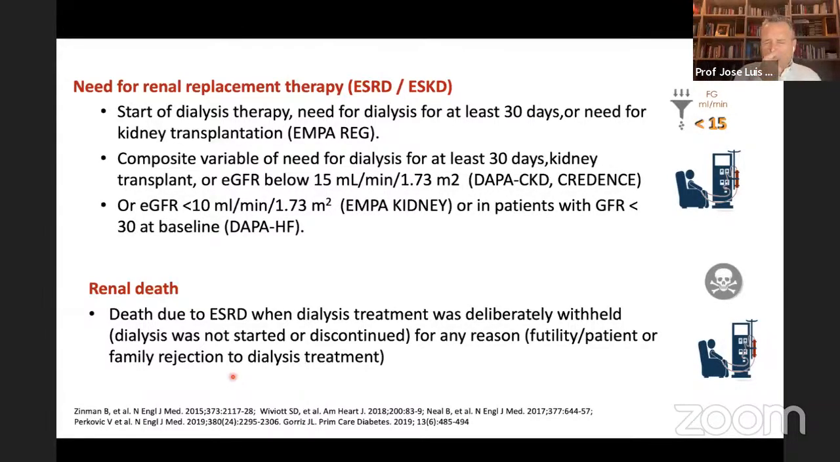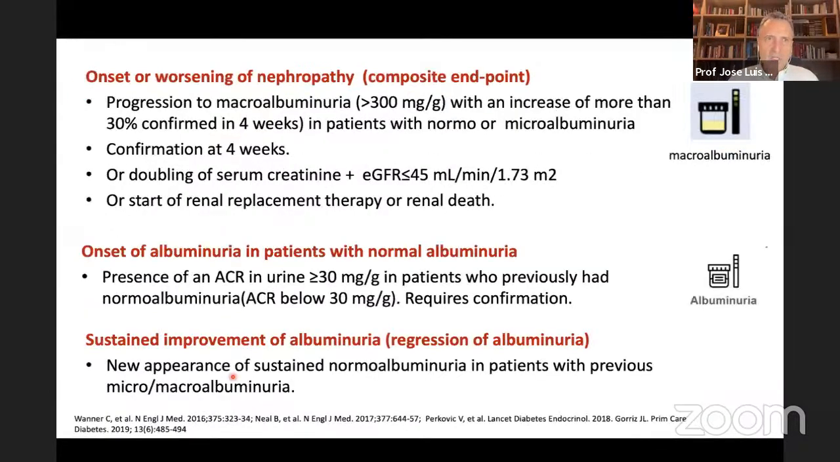But some patients, especially diabetic patients, have a stroke and complications, and the patient needs dialysis because of high uremia or severe hyperkalemia or other conditions, and the family decides this patient has had a stroke and has no movement. We decide for futility not to do anything for the patient. This is renal death. This might be avoided by dialysis, but the patient is too ill, and the patient or the family or the doctors decide not to perform dialysis. This is renal death. Another term is onset of worsening nephropathy.